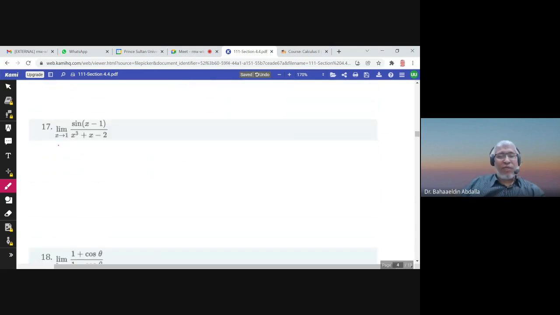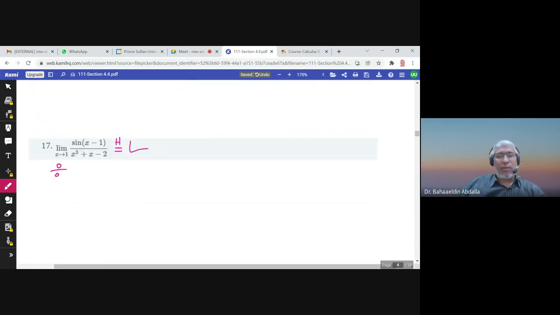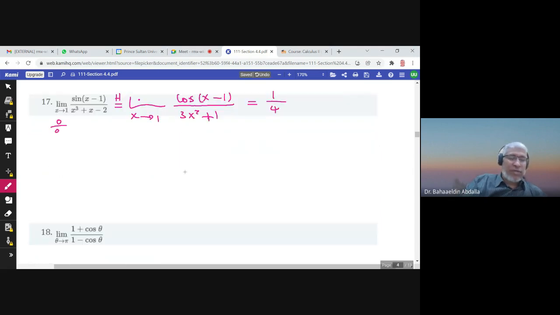Sine 1 minus 1, sine 0, 0. 1 plus 1, 2 minus 2, 0. I can use L'Hopital's rule. Derivative of sine is cosine. Derivative of x minus 1 is 1. Derivative of x cubed, derivative of x is 1, negative 2, derivative 0. Replace x by 1. 1 minus 1 is 0, cosine 0 is 1. 1 times 3, 3 plus 1 is 4, so the answer is 1 over 4.